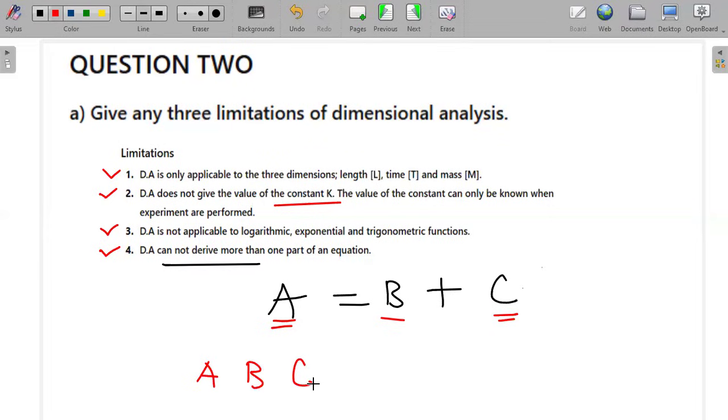No, it doesn't happen like that. So this one here can only be related to this at one particular independent point, or it can be related to the C at one particular independent point. So yeah, those are the limitations of dimensional analysis.